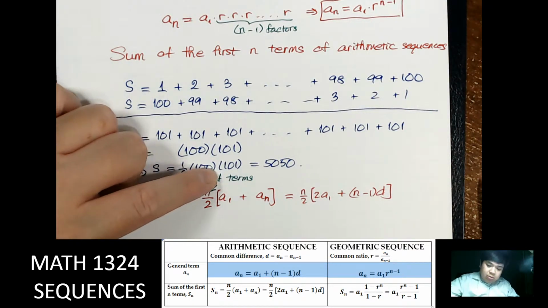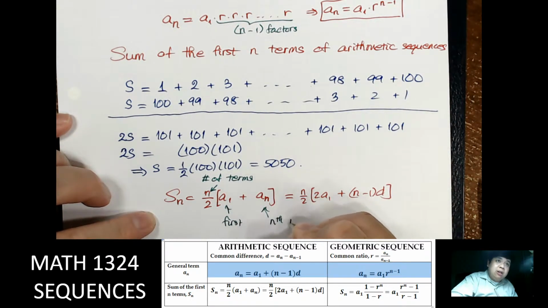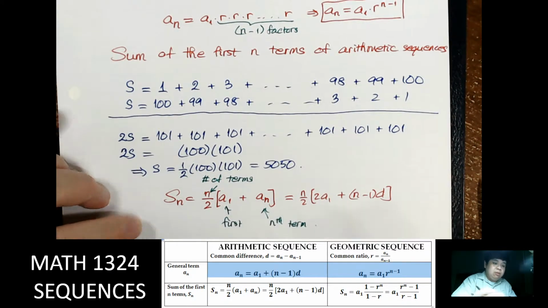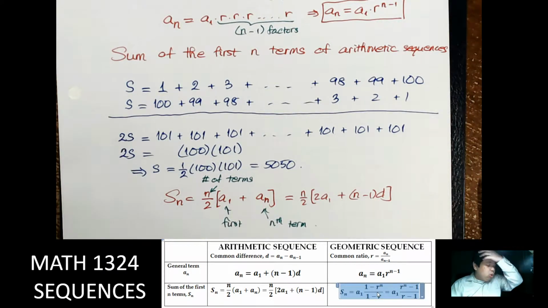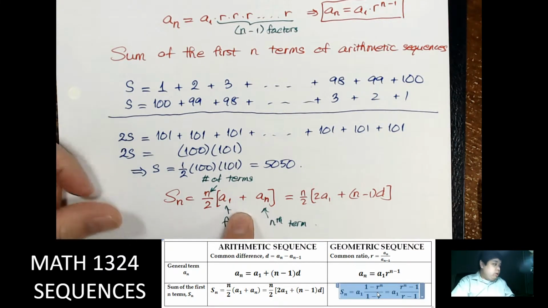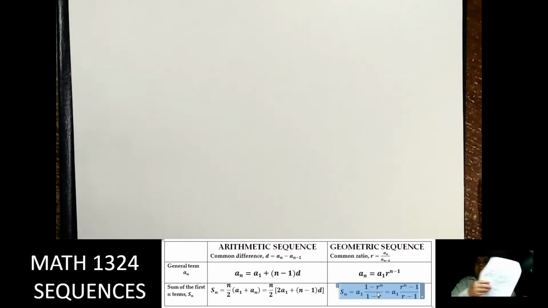Right. So that is the sum of the first n terms: the number of terms times the first plus the nth term. For the geometric sequence, there's a proof for that, but that's not very nice as this, so we're not going to go over that. With this, we can complete these 2 questions.